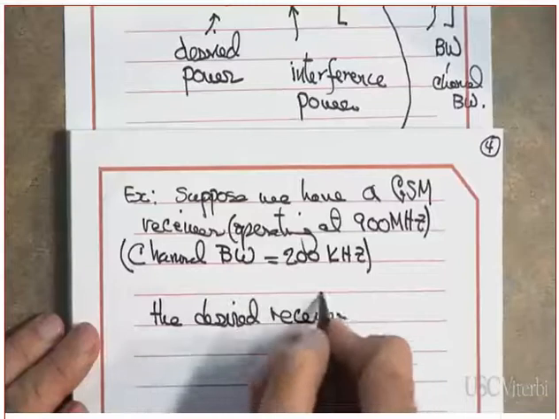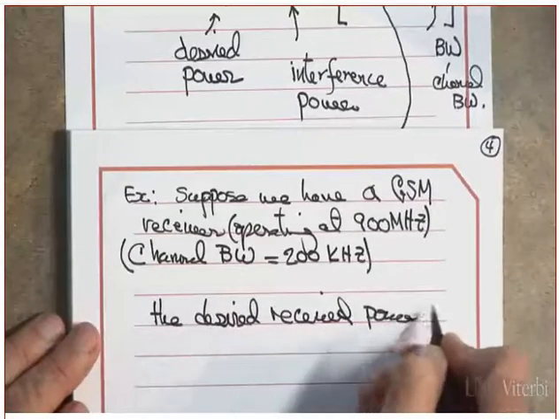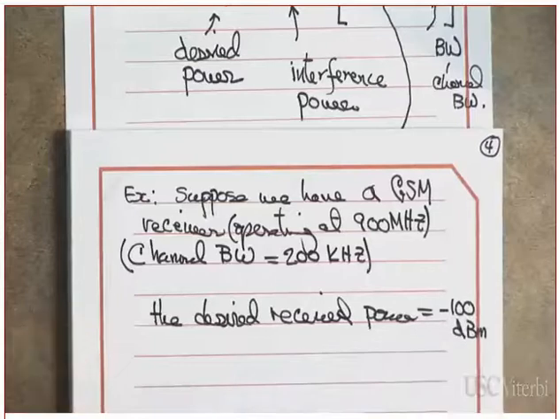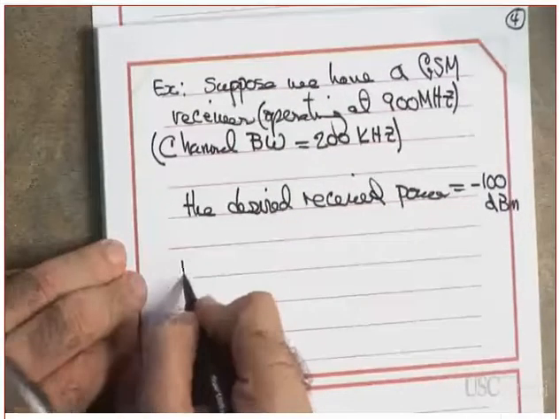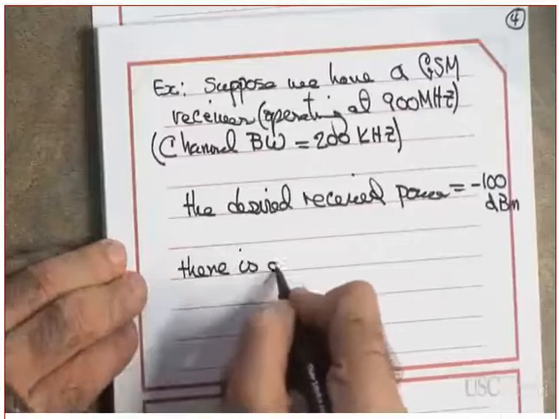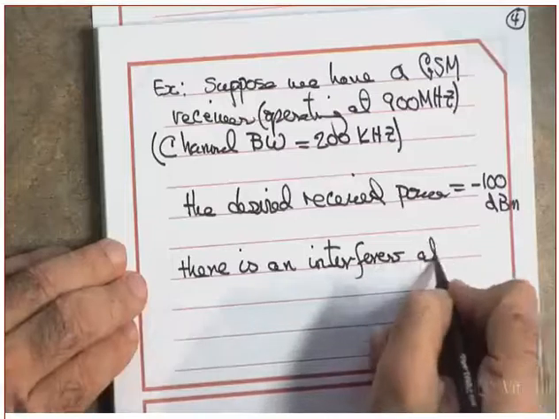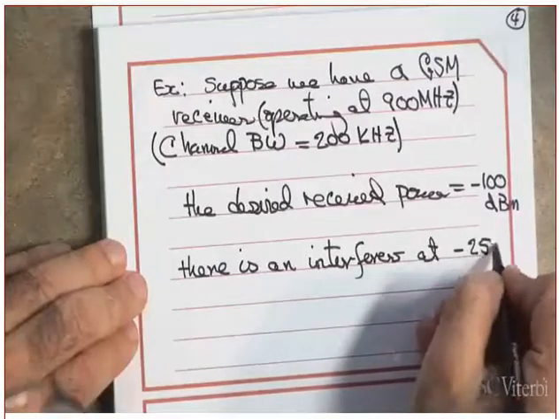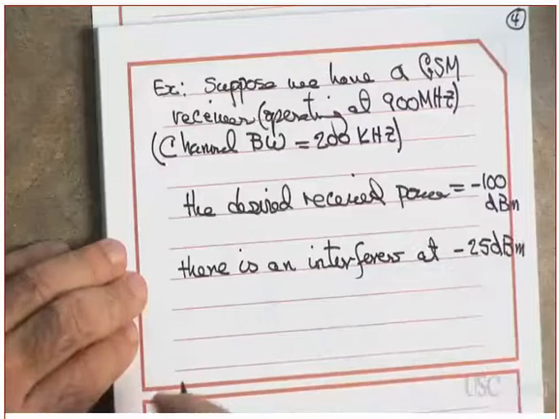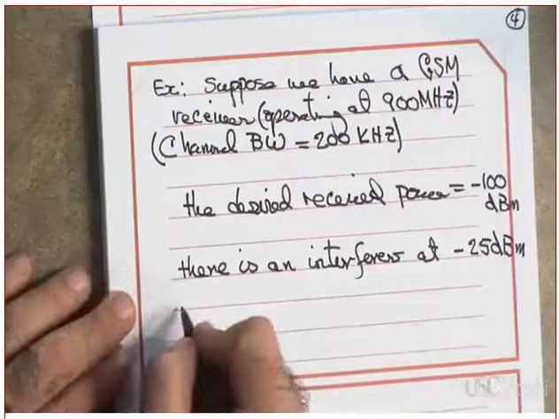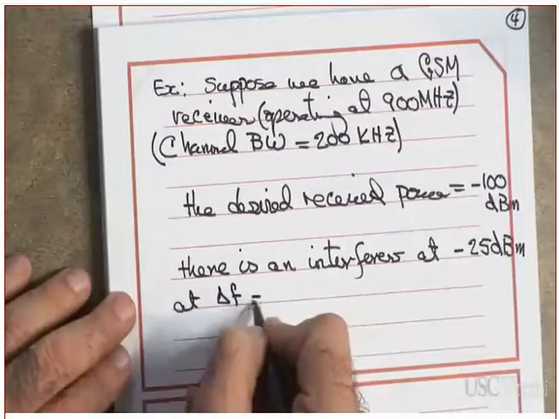Now, the desired received power is, let's say, minus 100 dBm. Small or large? Small. Of course we expect it to be weak. Did you get this or not? Minus 100 dBm. There is an interferer at, let's say, minus 25 dBm. Stronger or weaker? Stronger. Minus 25 dBm at delta F of what?